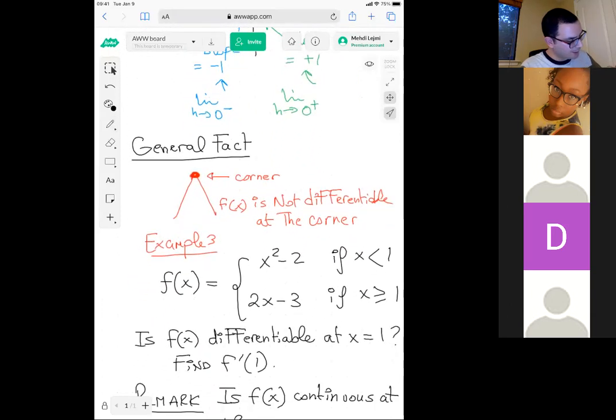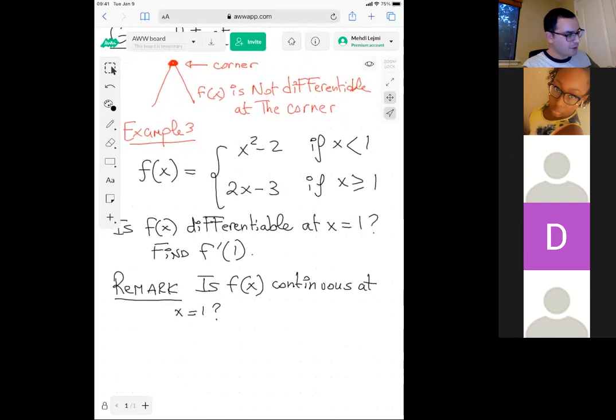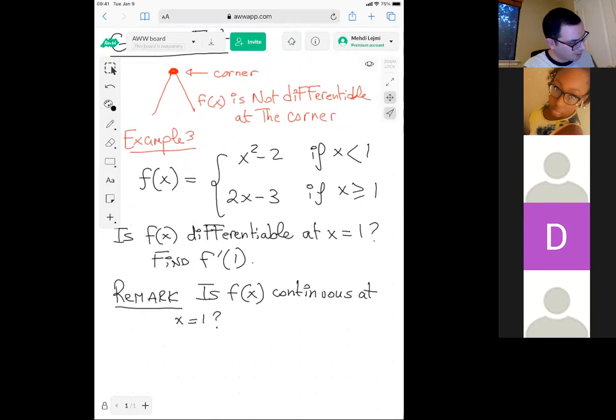So let's come back here to this example number 3. My question is, is f of x continuous at x equal to 1? Remember, guys, to check the continuity, you first have to compute f of 1, and you need to check the limit of f of x going to 1.